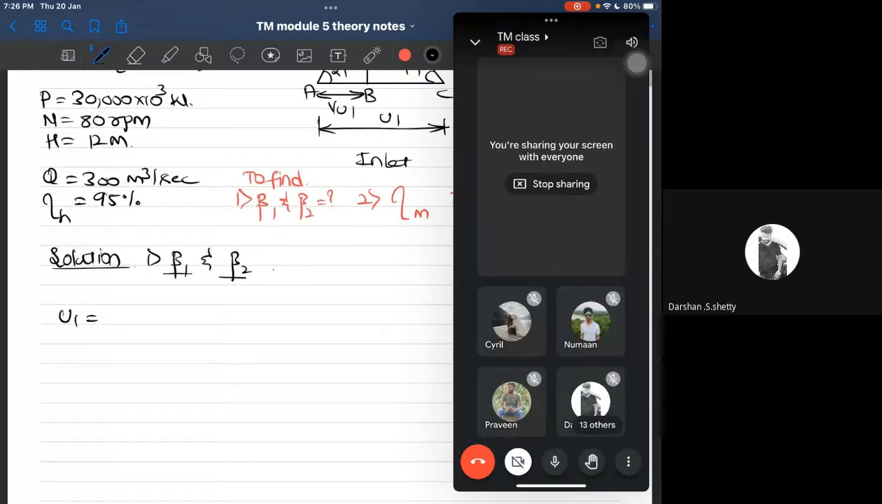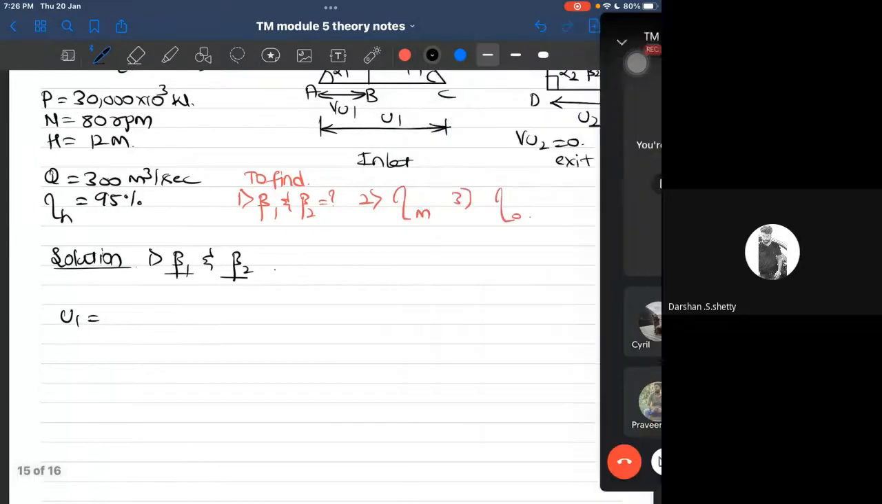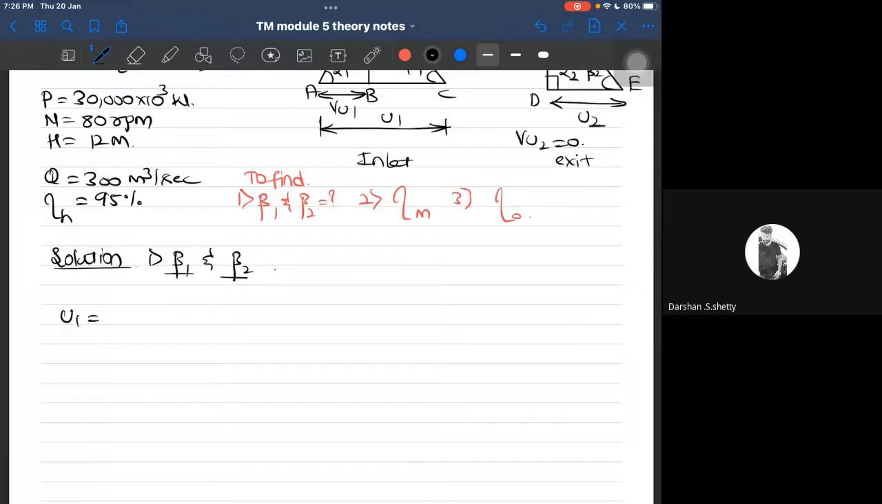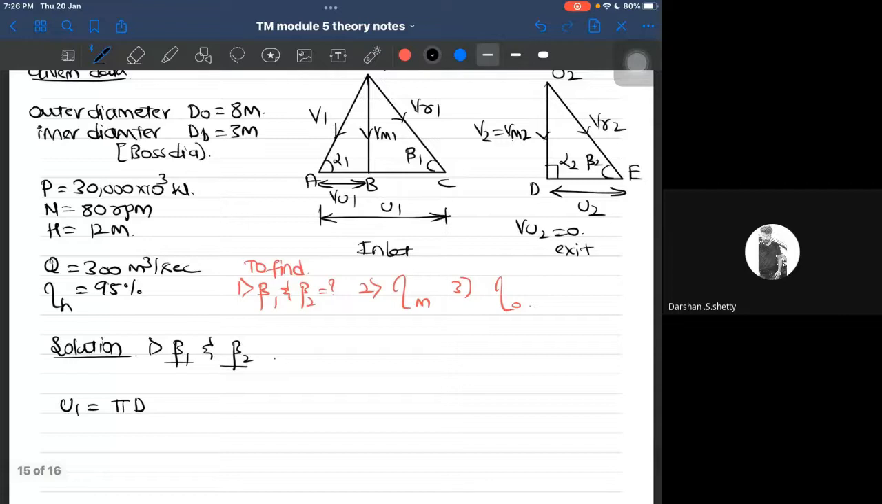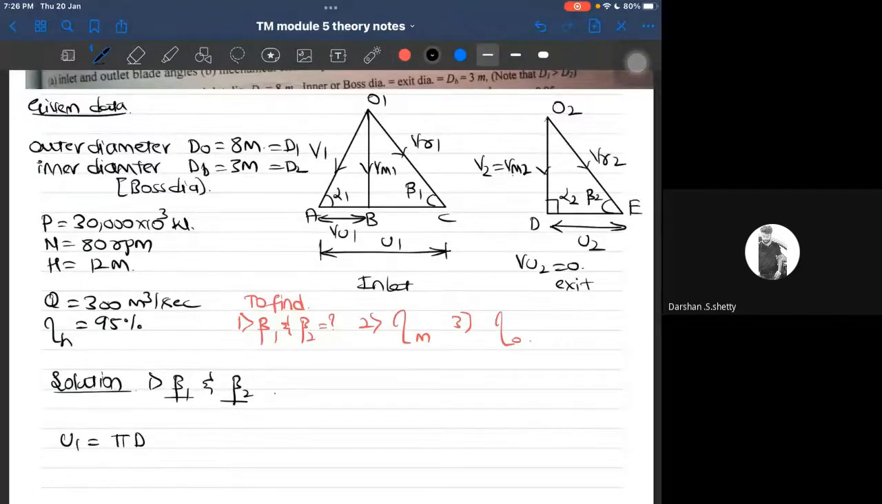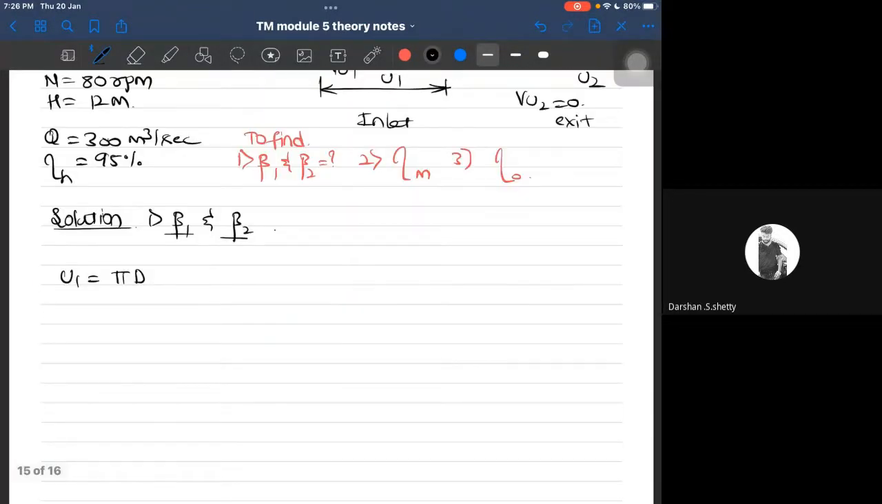So U1 is equal to pi D1, D dot is nothing but D1. So it is pi D1 N divided by 60. So here it is pi into 8 meters into 80, the speed, divided by 60. Can I get the value of U in meters per second? Very good. It is 33.51.